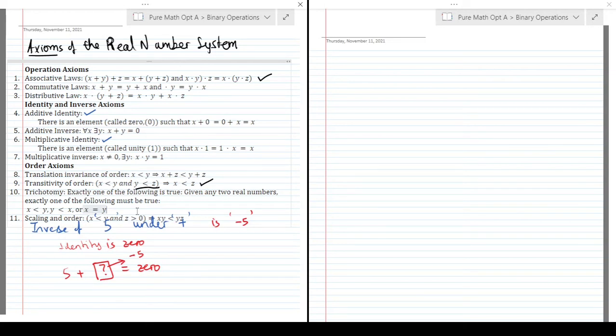Obviously, any pair of real numbers, you will always find one of those things occurring, right? I really can't think of any other thing that actually could be true. I give you two real numbers, either they are equal, or the first is less than the second, or the second is less than the first, right? There's nothing more to say concerning that. The last one, scaling of the order operation, is something.